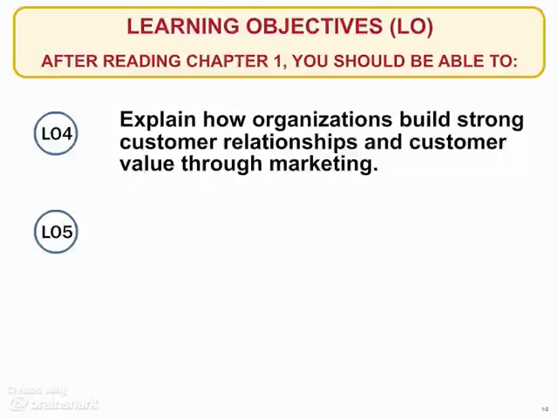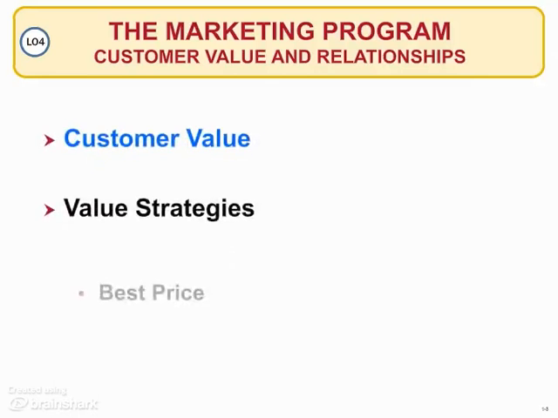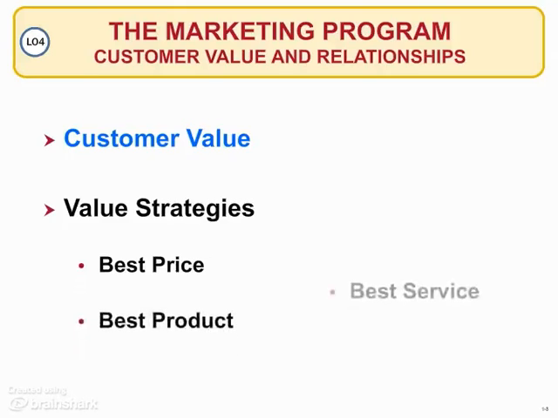This section focuses on learning objective number 4, which is to explain how organizations build strong customer relationships and customer value through marketing. So in learning objectives 2 and 3, we focused on how marketing discovers and satisfies consumer needs. And now in learning objective 4, we're going to look at the marketing program and how customer relationships are built.